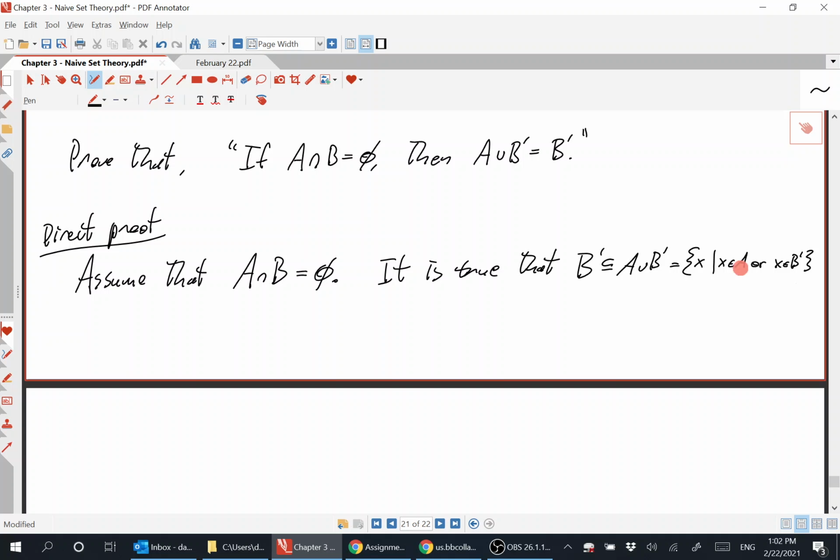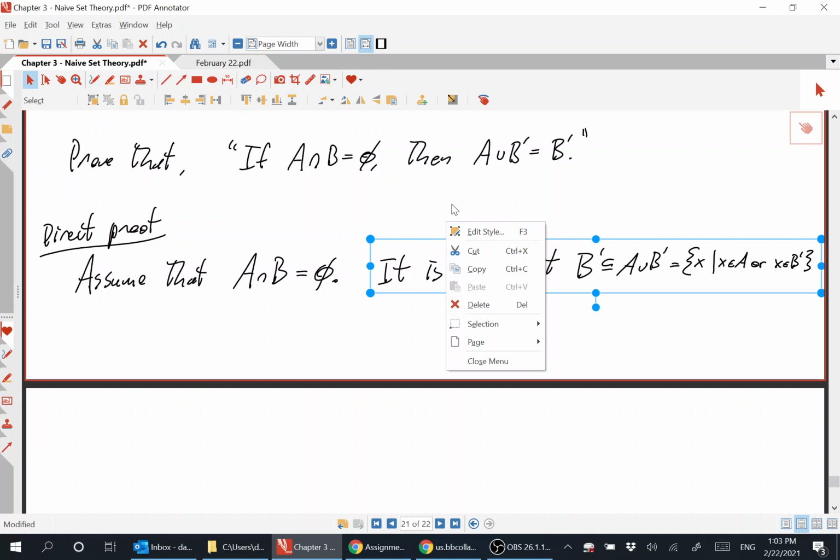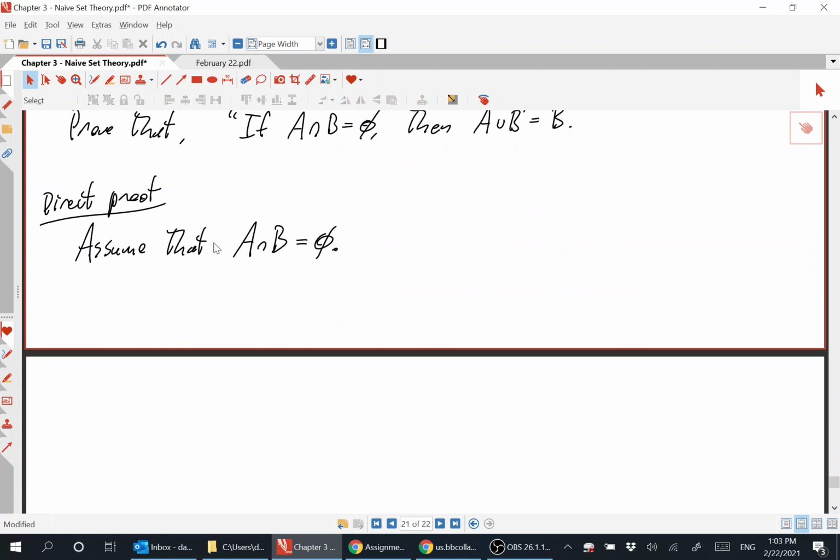It's the set of all X's that are in A or in B complement, sorry. It's true just by definition of or. I mean, we could do it more formally. Maybe it's not quite hitting home that it's just true by definition, but let's just write it out.